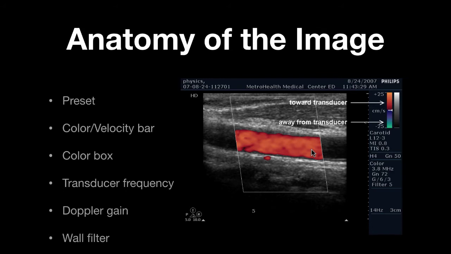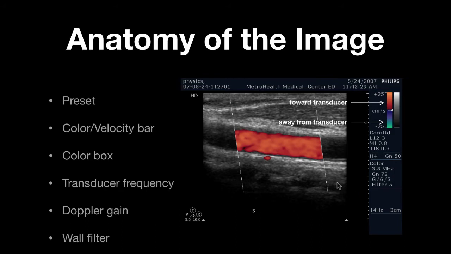Just like during your B-mode image, you can control the gain. So you're going to turn the Doppler gain up until you see artifactual signals occur. Then you turn it back down until those go away. And usually at that point, you have an optimized image from the perspective of gain.